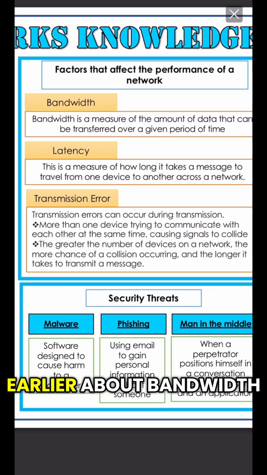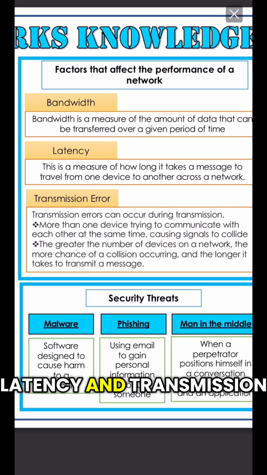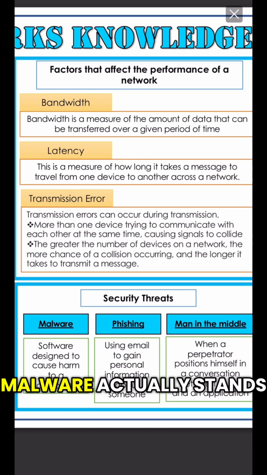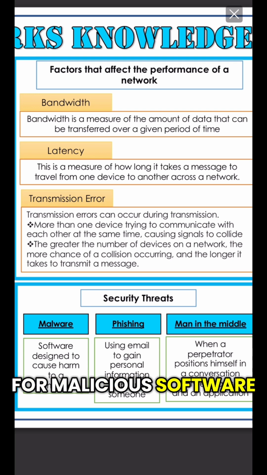We just spoke earlier about bandwidth, latency, and transmission error, but they're the 3 things that can affect the performance of a network. And as you can see at the bottom there, we've got some security threats as well. So what can happen to a network, make it dangerous? We have malware. So that's software designed to cause harm to a computer. Malware actually stands for malicious software.